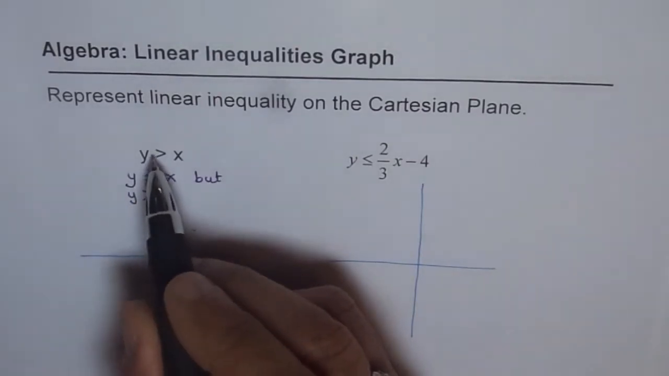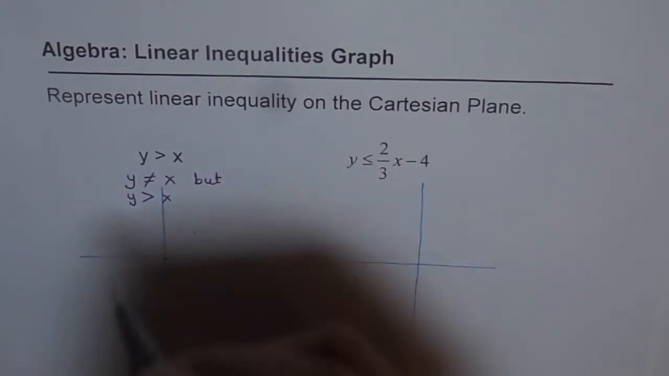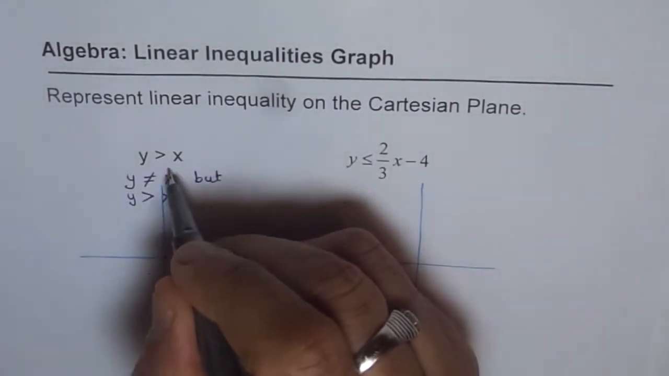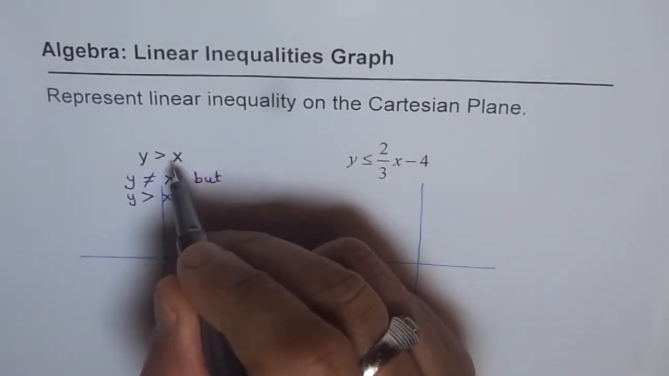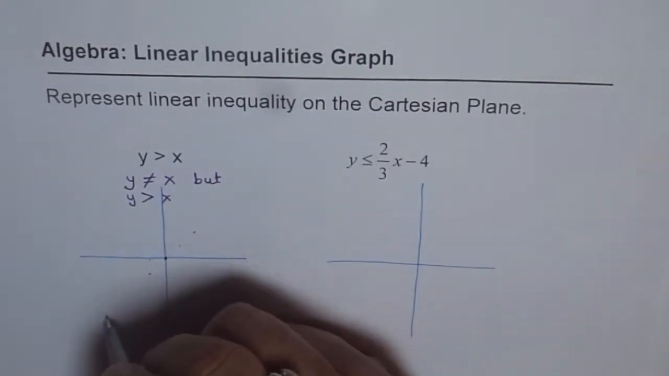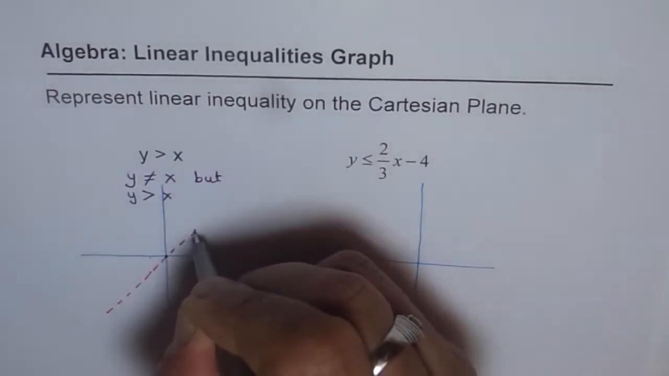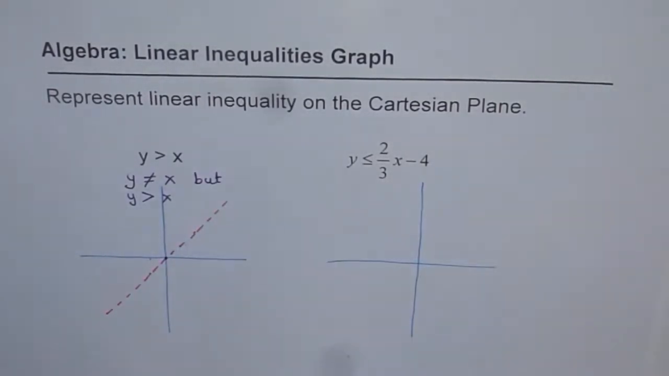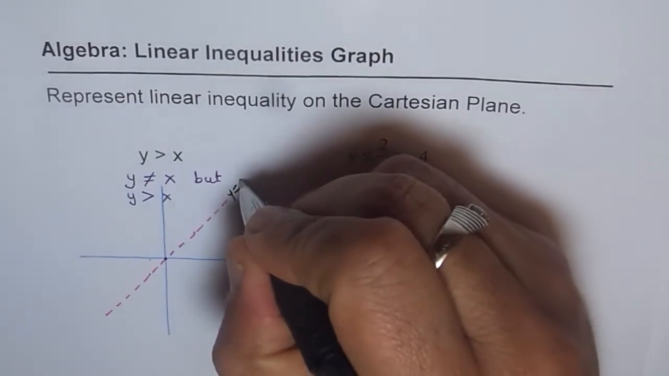Now when we are saying y is greater than x, what we do is we draw a dotted line for y equals x, since we know for our inequality y is not equal to x, but that forms a boundary line. Do you understand? So what we will do here is draw a dotted line, and this dotted line is actually the line for y equals x.